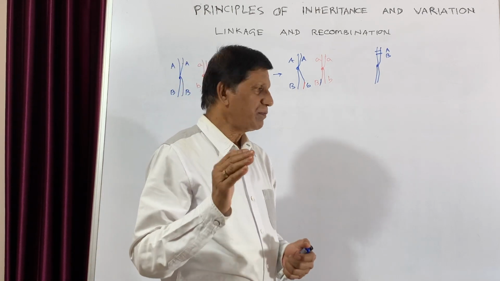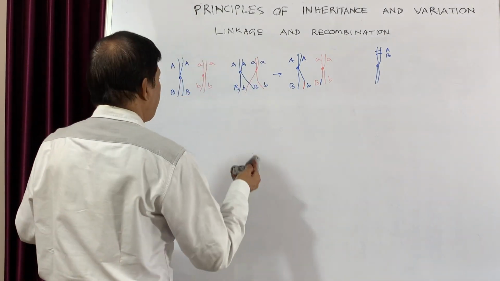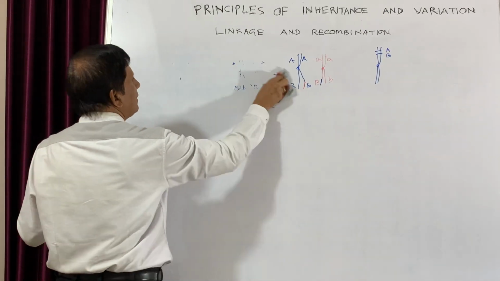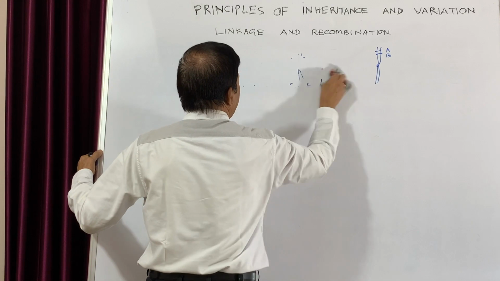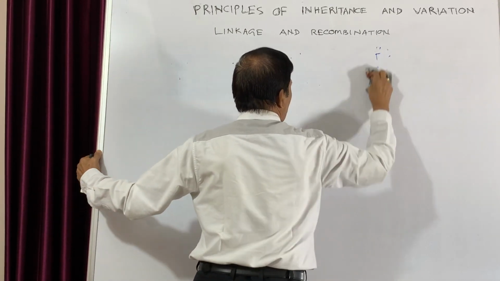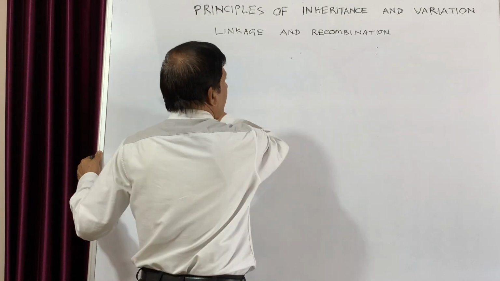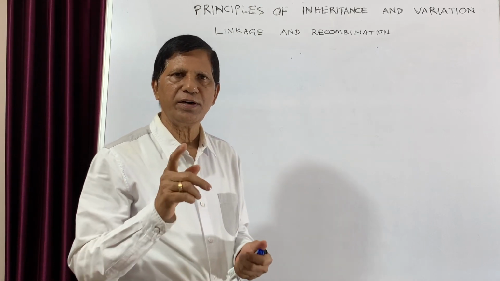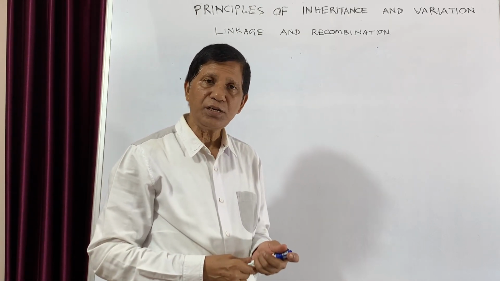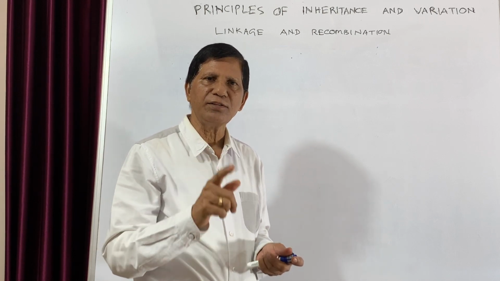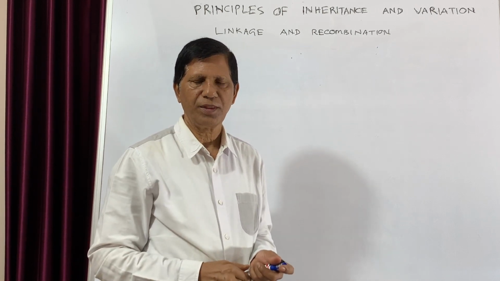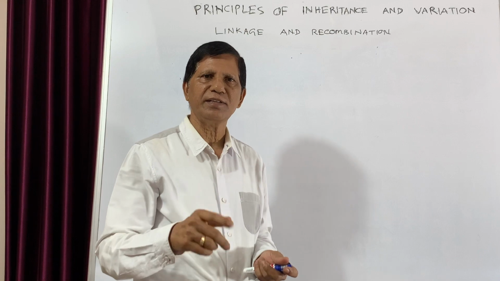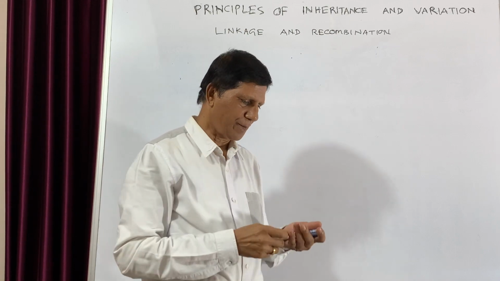Now linkage was first studied by Bateson and Punnett in sweet pea, that is Lathyrus sativus. But later on, the details were worked out by T.H. Morgan in the fruit fly, that is Drosophila melanogaster. And for this work, he was awarded the Nobel Prize in 1933, and that is why T.H. Morgan is known as father of experimental genetics. And because he worked on the fruit fly Drosophila, he is also known as the flying man of genetics.